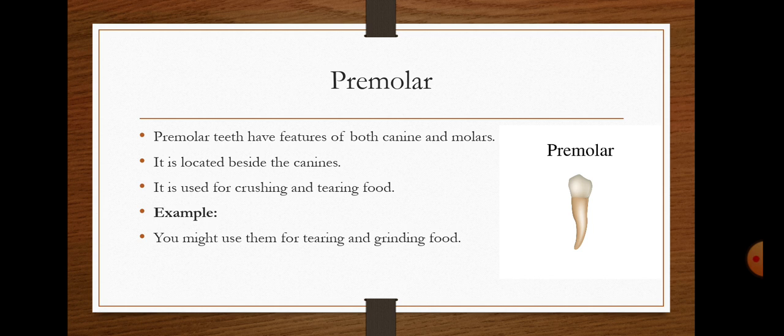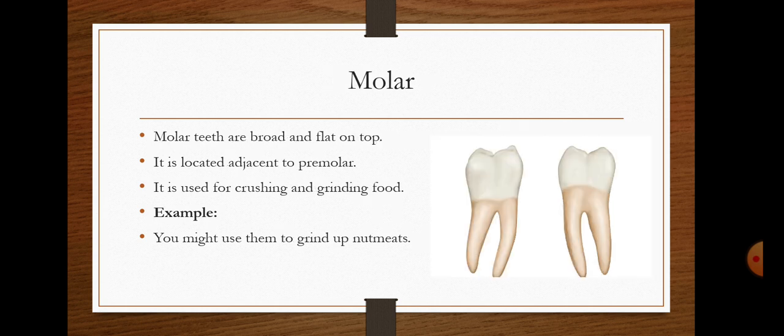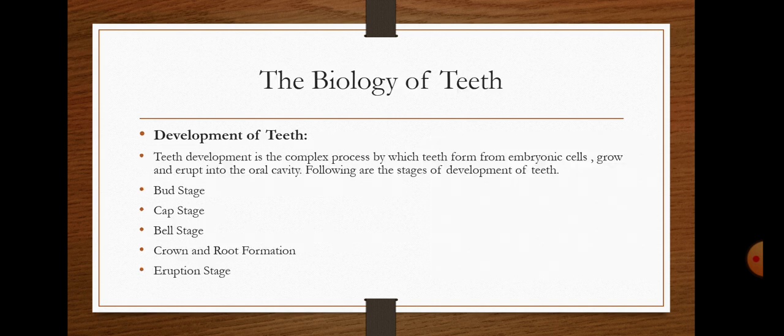Premolar. Premolar teeth have features of both canines and molars. They are located beside the canines. They are used for crushing and tearing food. For example, you might use them for tearing and grinding food. Molar. Molar teeth are broad and flat on top. They are located adjacent to the premolars. They are used for crushing and grinding food. For example, you might use them to grind up nut meats.